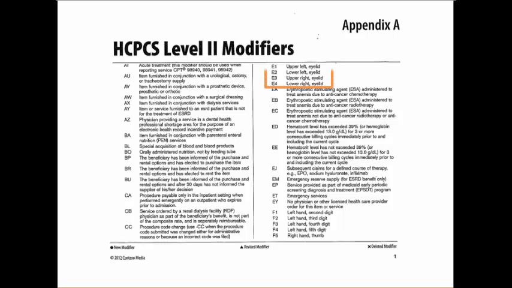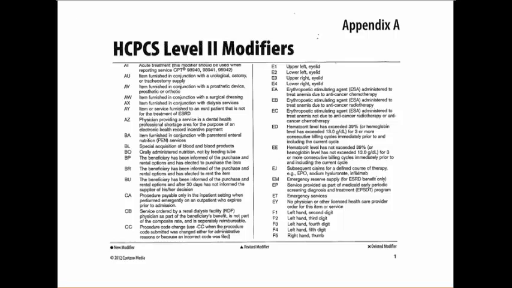You also can have an alphanumeric code. If you notice E1 to E4, your eyelids, they specify upper, lower, left, or right. If your provider had done eyelid surgery on both eyes, you would need to specify right and left, or upper or lower, in order for the insurance to think that you were not pulling a duplicate bill on them.